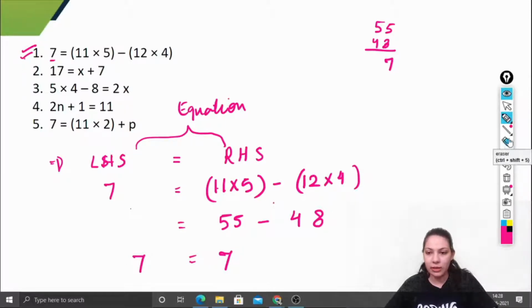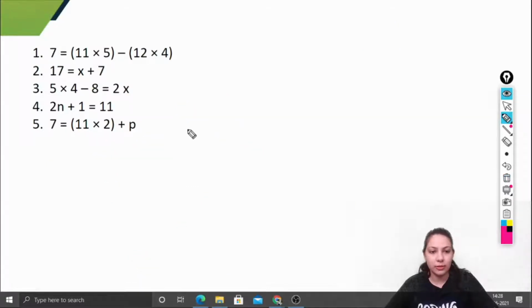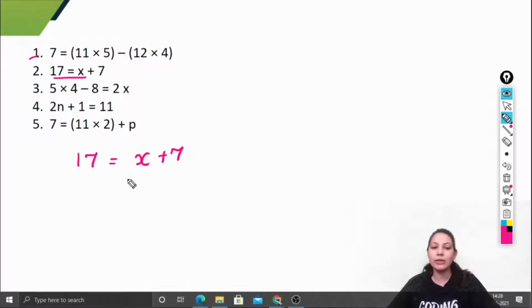Now let me erase all this. Okay, let's come to our second part. The second part says, if this is an equation, solve for x. So 17 equals x plus 7. How will you calculate the value of x? By moving this 7 to the left side of the equality.